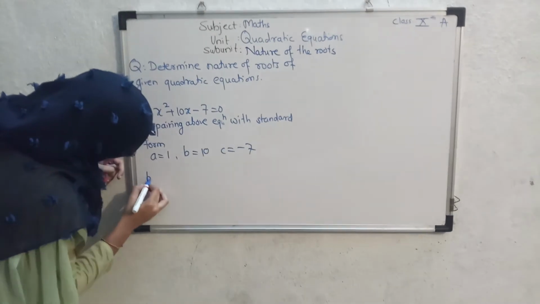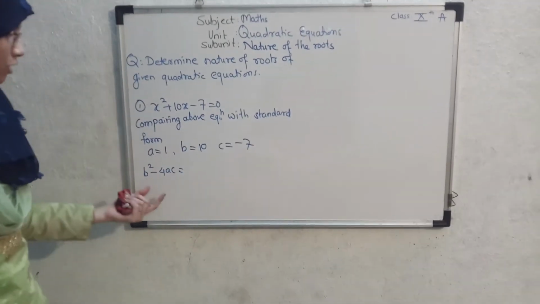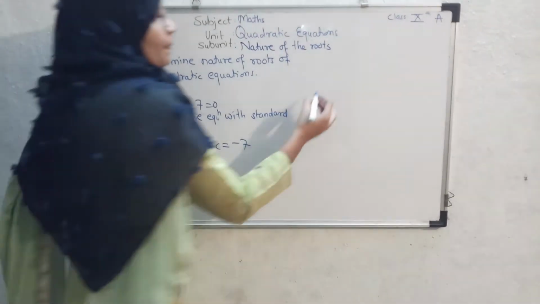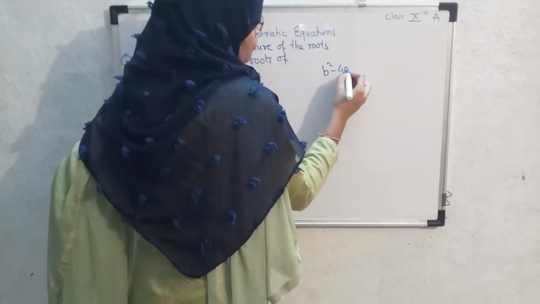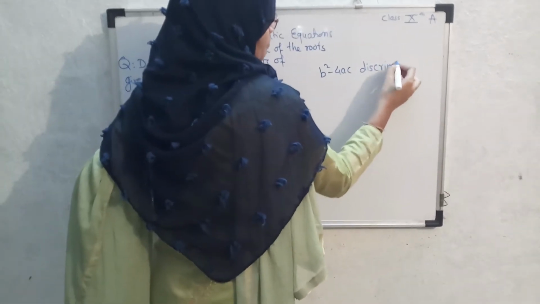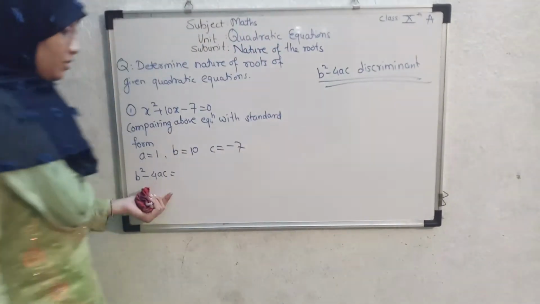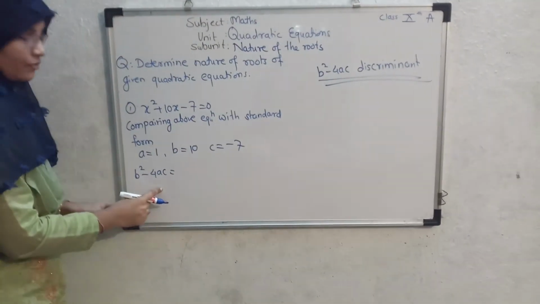Now first calculate the value of b square minus 4ac. It is also called the discriminant. First calculate the value of the discriminant.